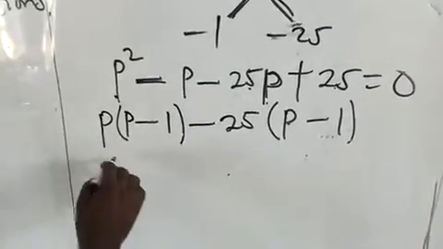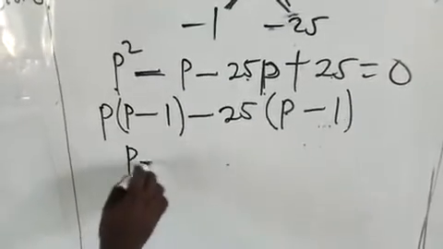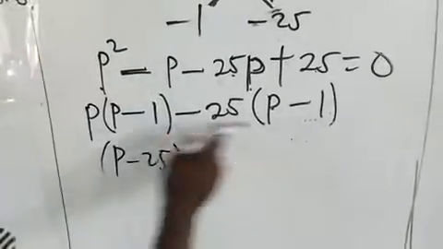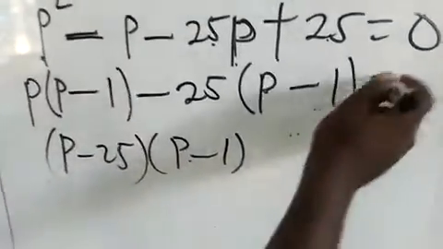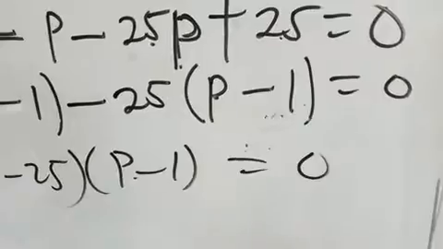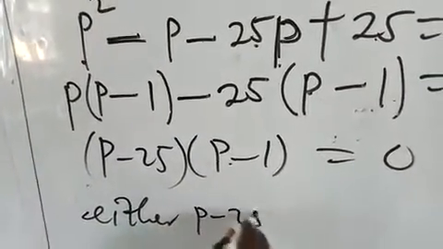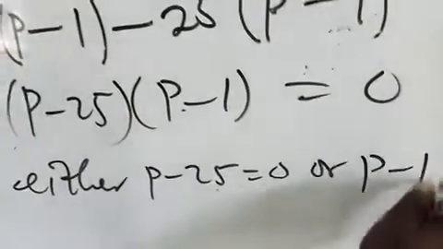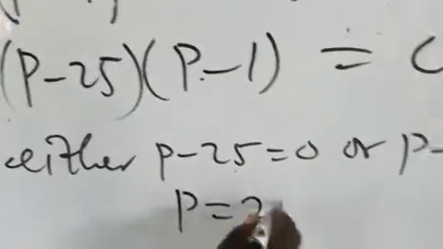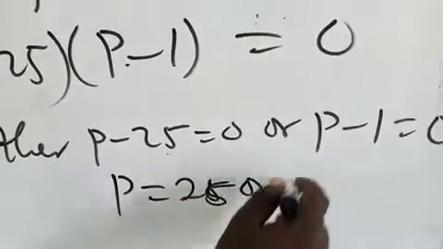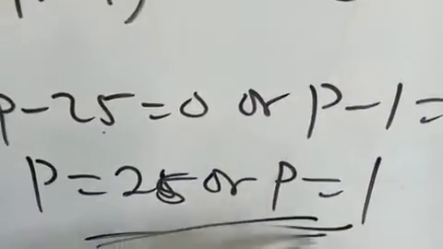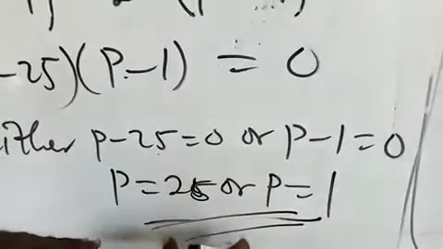Alright, we now have p minus 25 outside, and p minus 1. This is equal to 0. So we can say that either p minus 25 is equal to 0 or p minus 1 equals to 0. So you can take minus 25 to that side. So p is equal to 25, or p is equal to 1 when minus 1 goes to that side. Now, this is just the value of p. This is not the solution to the question.